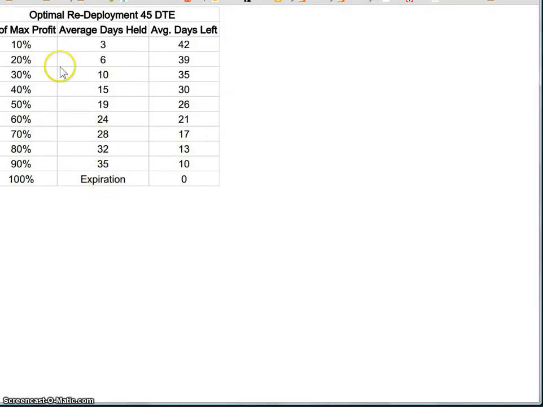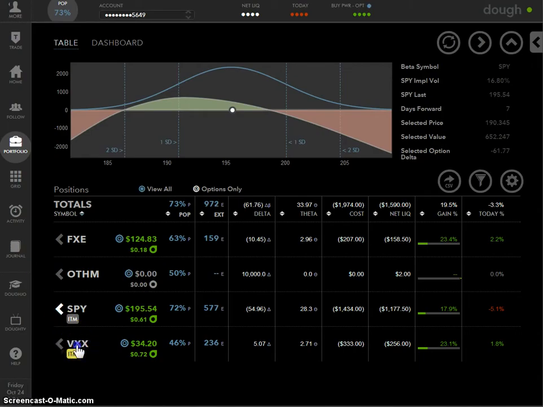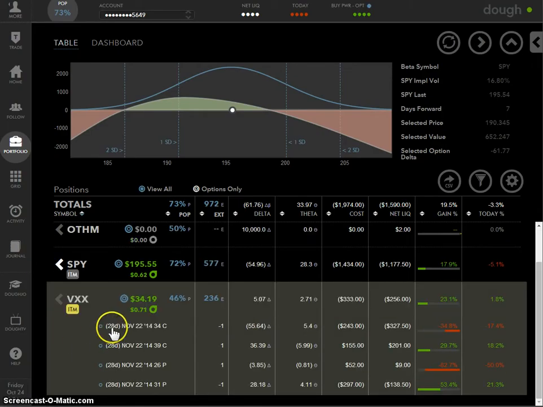I don't know if I can move this over real quick, but yeah, it's cut off a little bit at the end. This is percentage of max profit, assuming you traded something 45 days to expiration. Percentage of max profit, average days you've held it, but I added this third column where it says average days left. Why? Because when you're looking at your positions like VXX right here, and you open it up, you'll see that there's 28 days left.